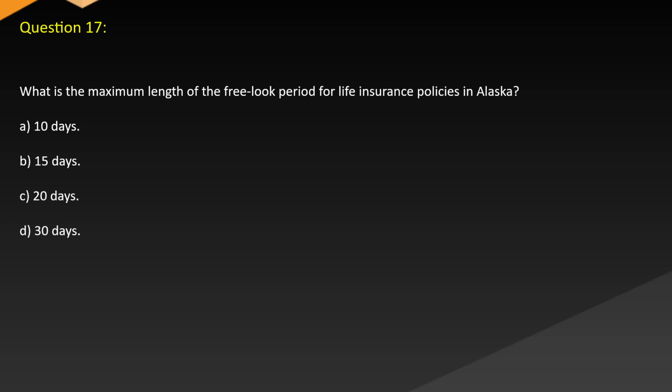Question 17. What is the maximum length of the free look period for life insurance policies in Alaska? A. 10 days, B. 15 days, C. 20 days, D. 30 days.